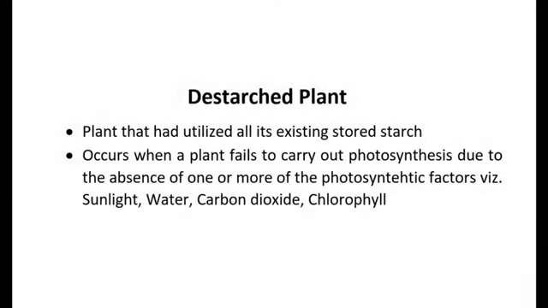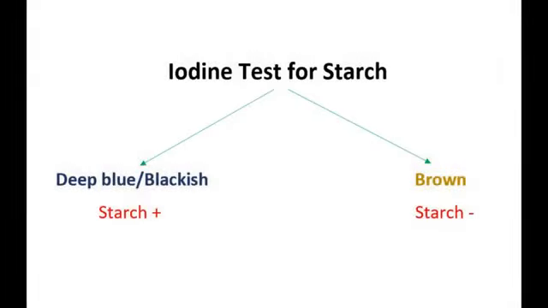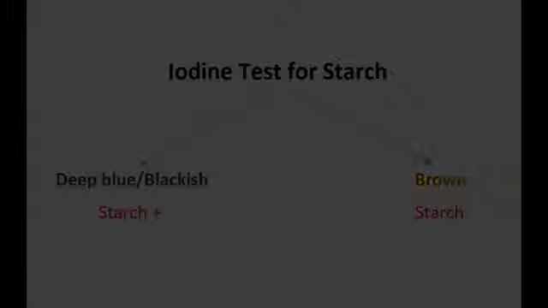Eventually, the plant would have used up all its remaining stored starch and become what is known as a de-starched plant. A de-starched plant cannot remain alive for long, unless it is resupplied with the vital factors necessary for photosynthesis to occur. The absence or presence of starch and thereby photosynthesis is determined using iodine solution, which turns blue-black in color in the presence of starch, but retains its original brown color in the absence of starch.